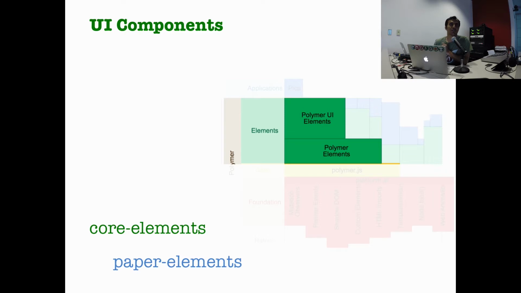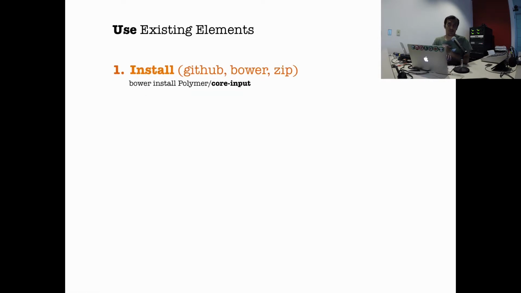Going back to the slide. So you might say, this is all cool, but how do I actually start using this element, right? The first thing you want to do is install Bower. You can use GitHub directly, you can download zip files, but Bower is really the recommended way to use and share your components with the rest of the world. In this case, let's say I want to use core input, so I will do bower install core-input.